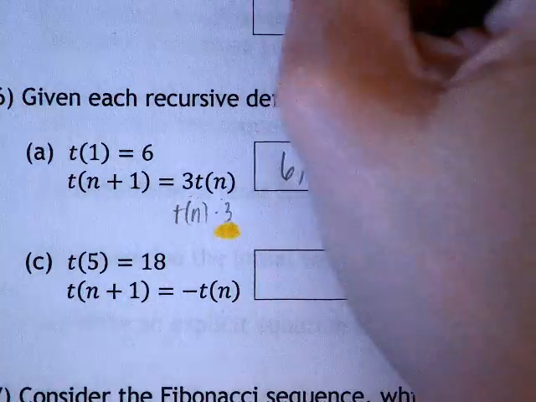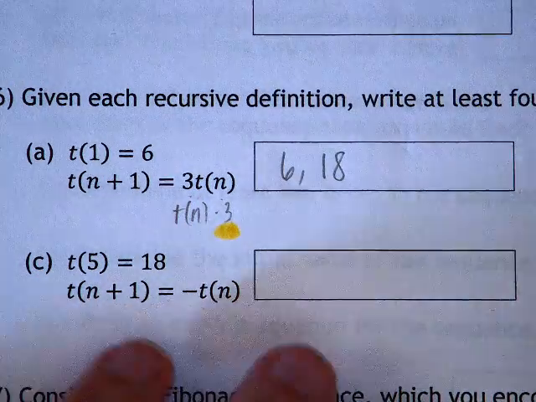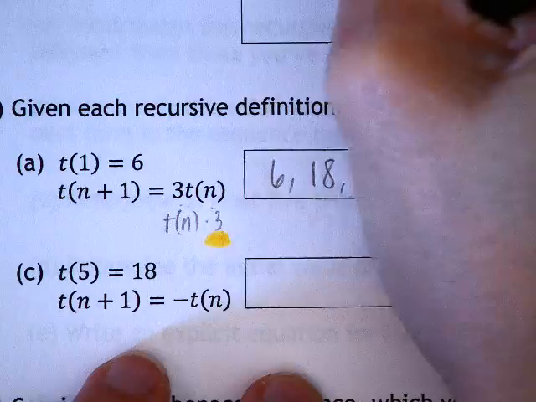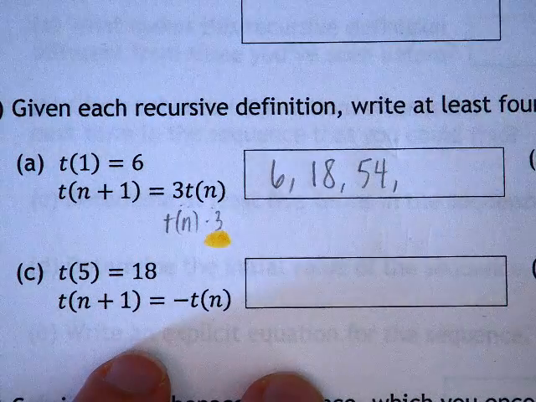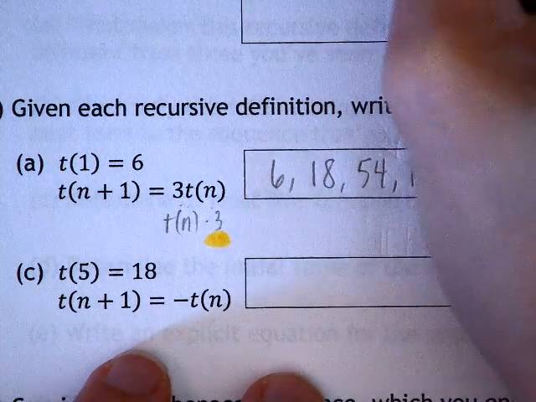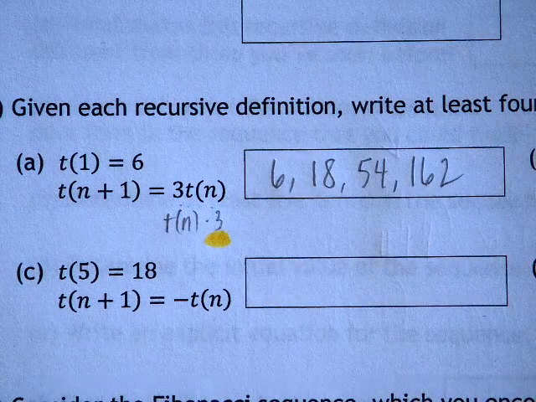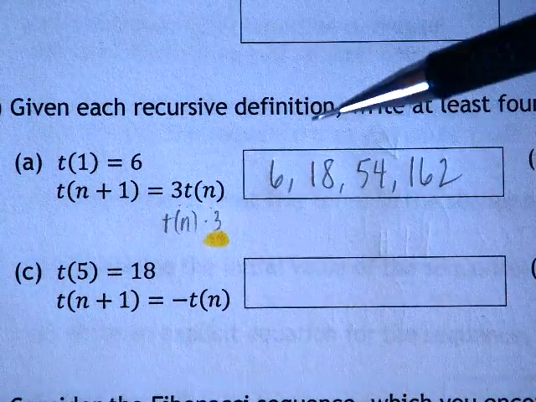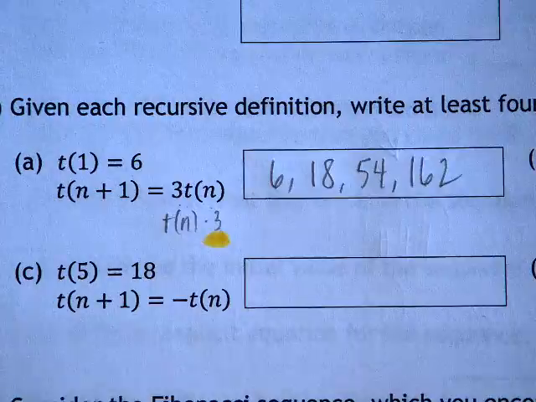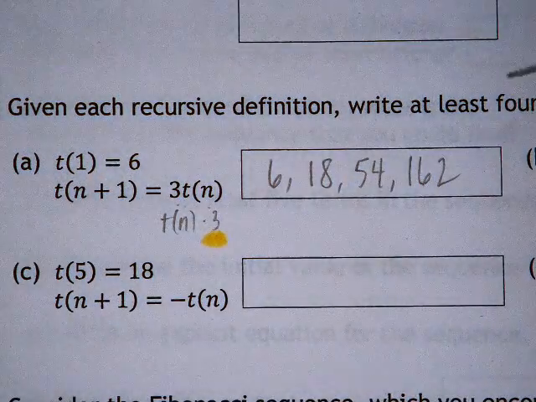So 6 times 3 would give me 18. Now I know the next term. 18 times 3 would give me 54. That would give me the next term. And 54 times 3 is 162. So that would give me a 4th term. Now it happens to be that I have the 1st, 2nd, 3rd, and 4th terms, but it doesn't matter which terms in the sequence you have.